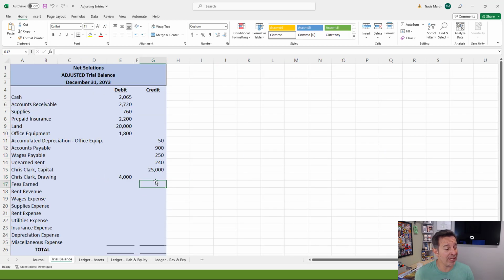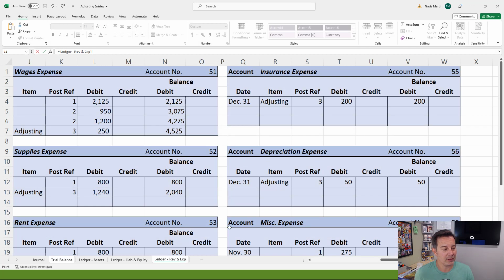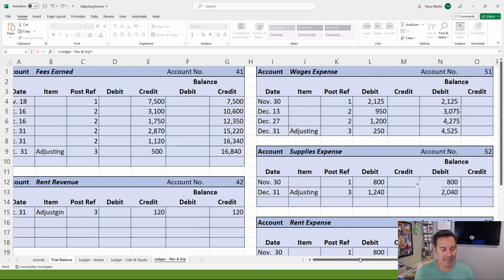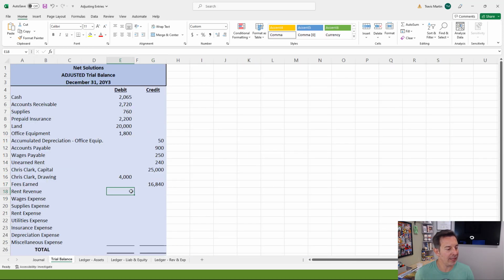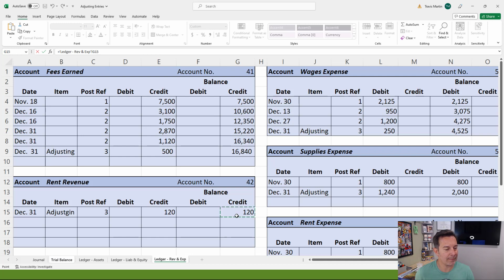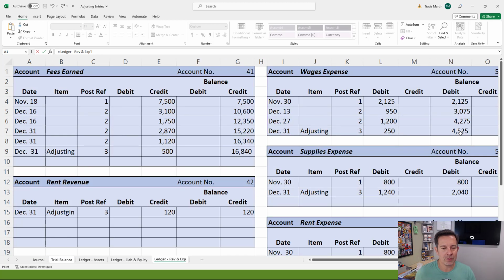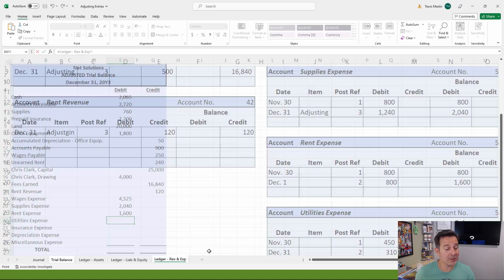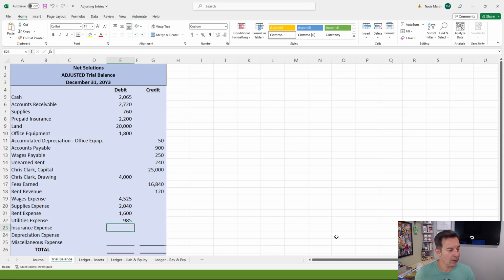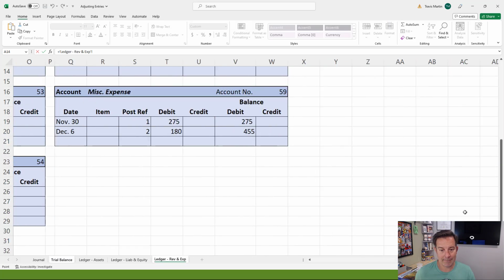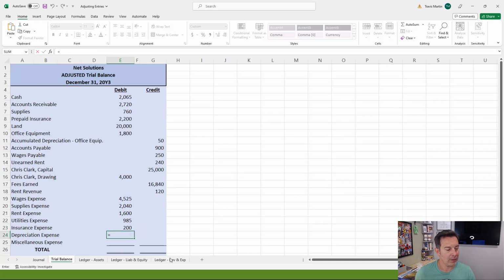Then we just plug in our income statement accounts. We got fees earned. Fees earned will have a credit balance. And then rent revenue will also have a credit balance. Expenses, we know, have normal debit balances. We'll pick up all of those and make sure we get them. First off, wages, supplies, rent, utilities. We have insurance, depreciation, and finally, miscellaneous.